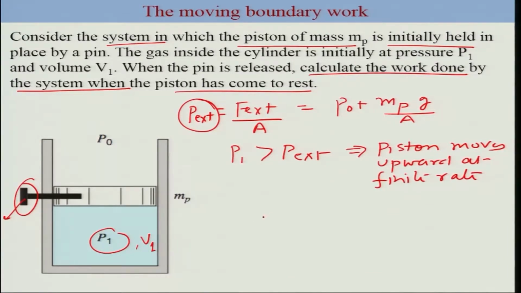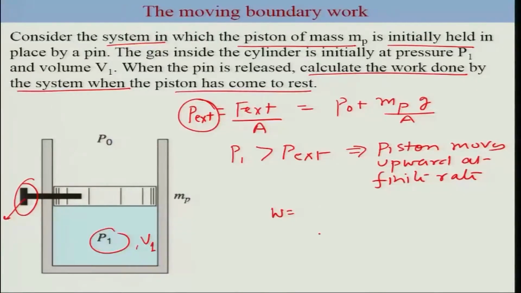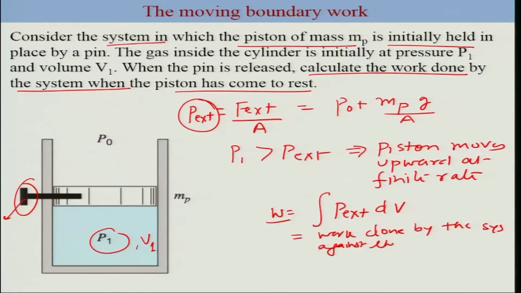Okay, so in this case the work done would be against the force which is resisting the movement of the boundary. So what is the force which is resisting the movement of the boundary? It's basically F external. So we will be writing this W in terms of P external dV. So this is the effective work, and this would be the work done by the system against the force resisting the boundary movement.